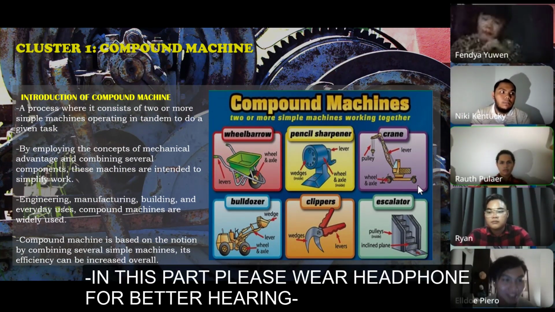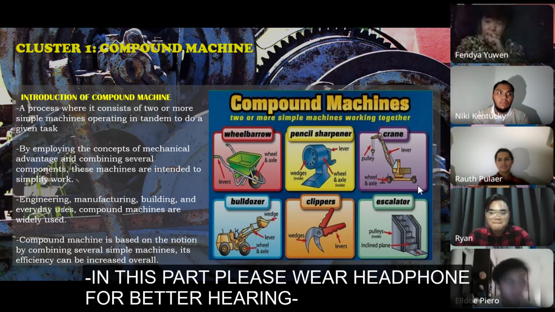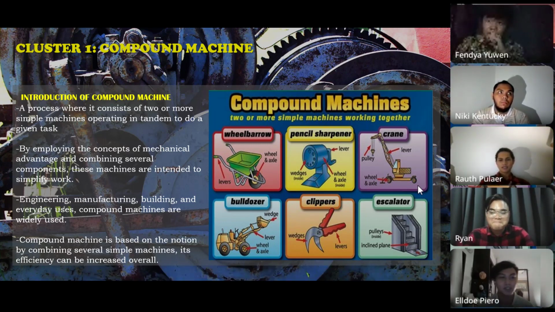So I will be presenting about cluster one, which is compound machine. So what is compound machine? A little introduction of a compound machine. It's a compound machine is a process where it consists of two or more simple machines operating in tandem to a given task. It is a very useful and important task for our daily life.